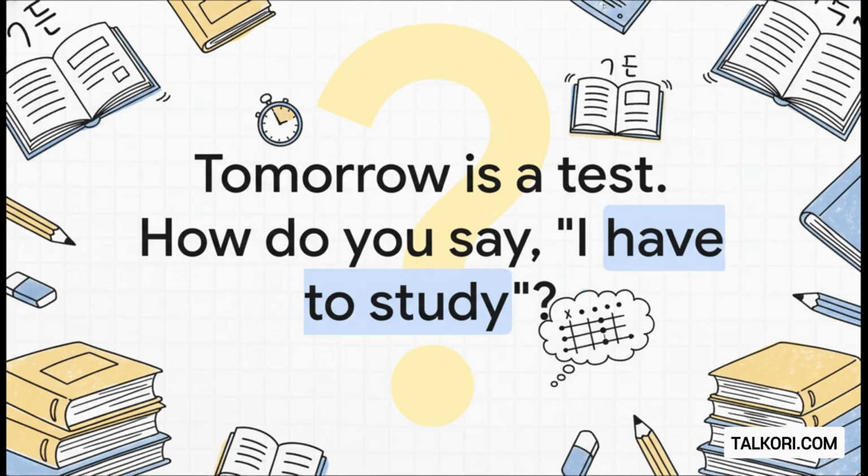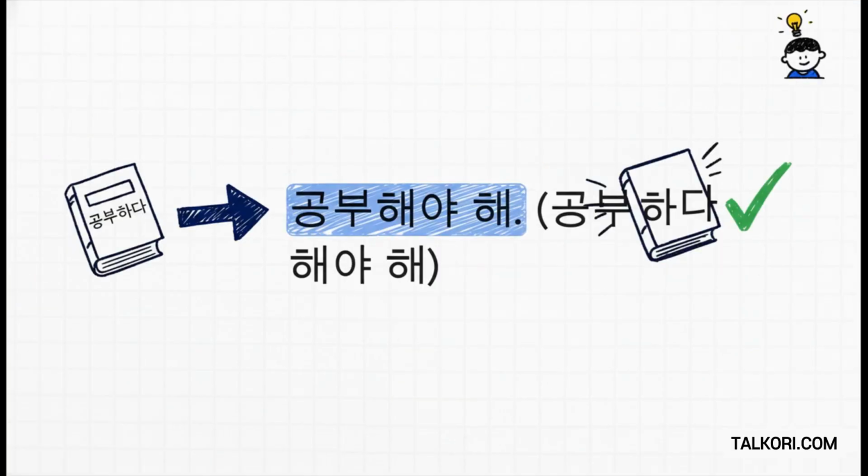The big test is tomorrow. Panic is setting in. You know what you have to do. How do you say, I have to study? And hey, remember that super easy rule we had for hada verbs? Yes, that's it. 공부해야 해. Because to study is 공부하다. It just automatically becomes 공부해야 해. You are totally getting the hang of this. It's starting to click, isn't it?